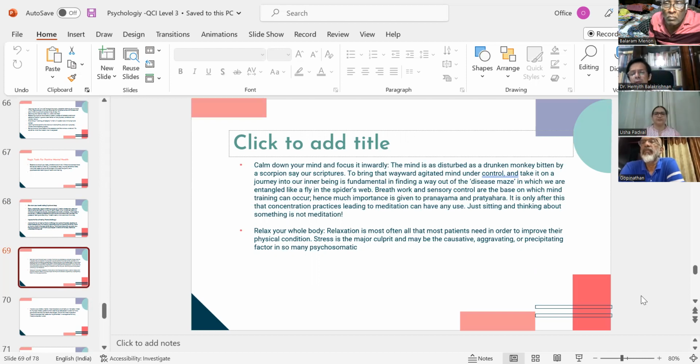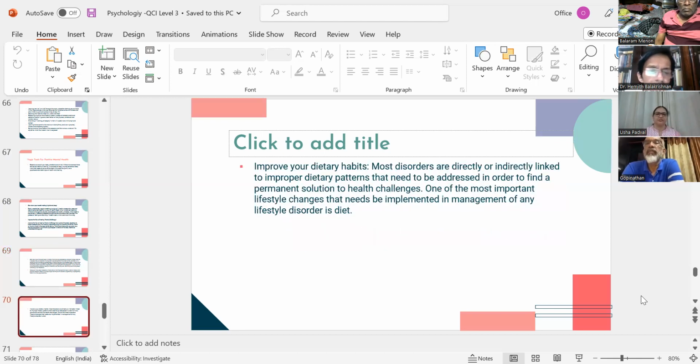Before we go into pratyahara and dhyana, just sitting and thinking about something is not meditation. Relax your whole body. Relaxation is most often what patients need in order to improve their physical condition. Stress is the major culprit and may be the causative, aggravating, or precipitating factor in many psychosomatic illnesses. So many a time, we all know that connection. Improve your dietary habits. Most disorders are directly or indirectly linked to improper dietary patterns.